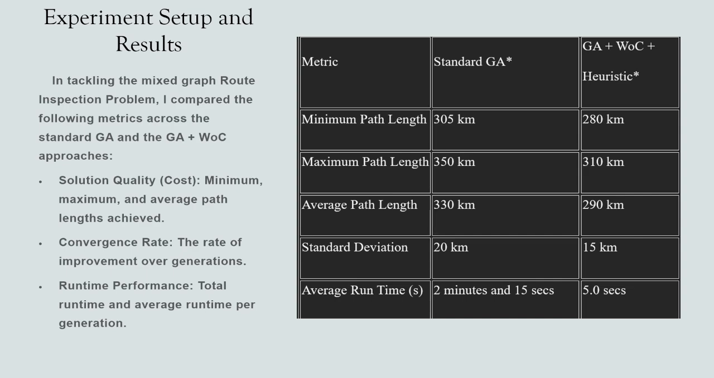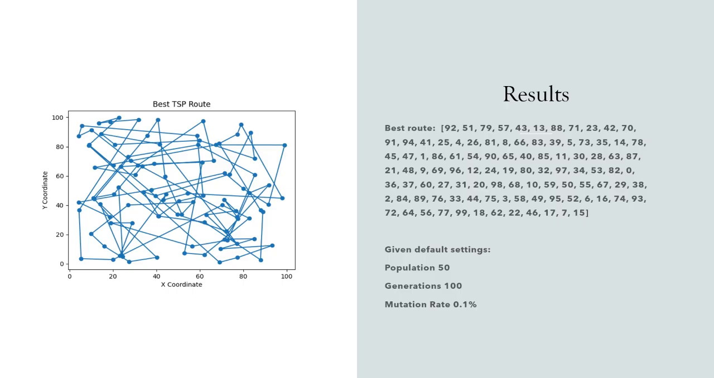Before adding the WOC and heuristic approaches, the algorithm was taking around 2 minutes and 15 seconds to give me the output once I executed it. After I added the WOC and heuristic approaches, it dropped all the way down to 5 seconds, even less than 5 seconds, which was quite nice. This was the best route that I got with the default settings: 50 population, 100 generations, and a 0.1 mutation rate.